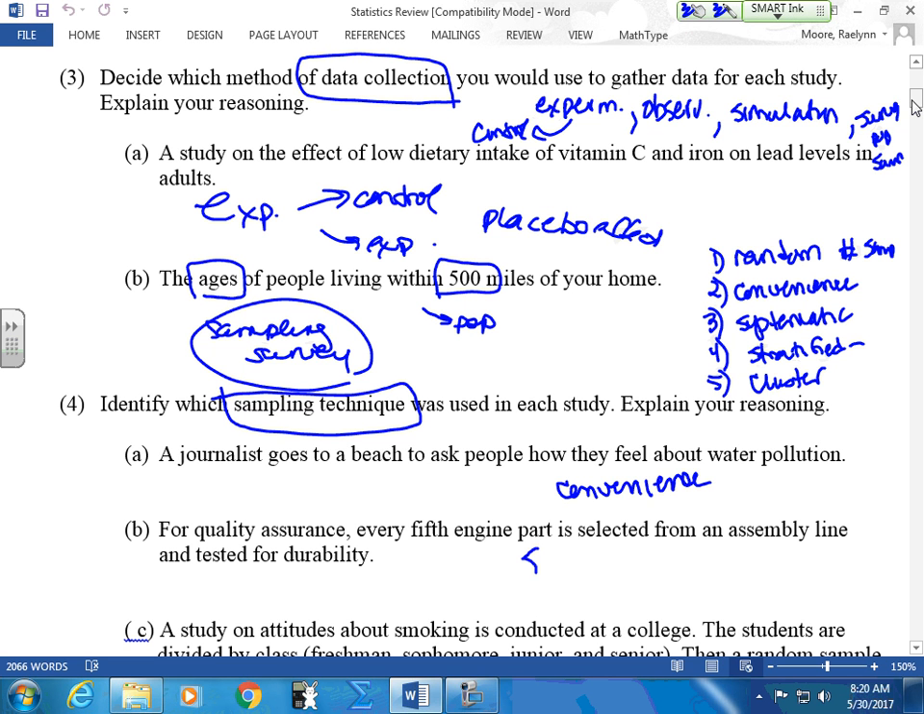Systematic. There's a system to this. Every 5th one. So it's still done at random. I have them going through the conveyor line randomly, and every 5th one I check.